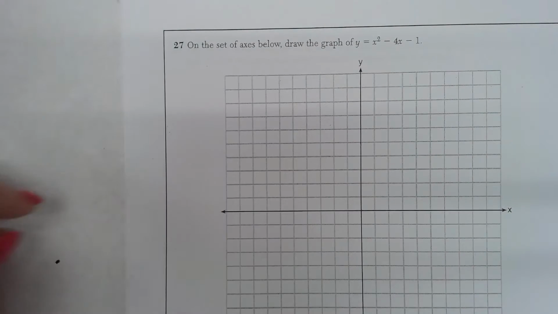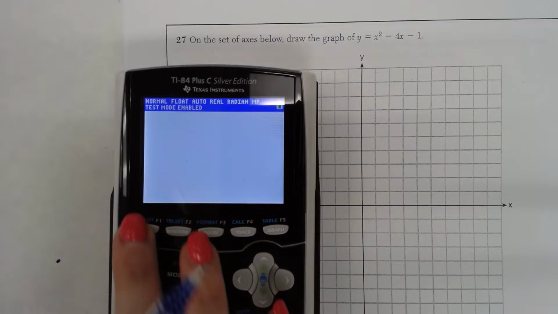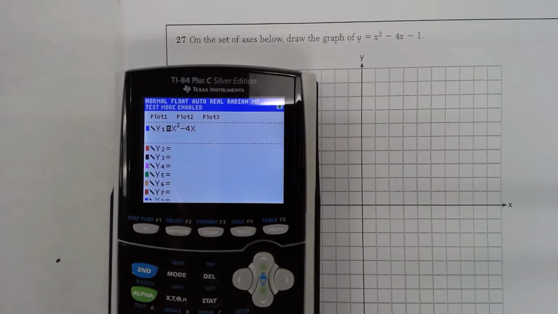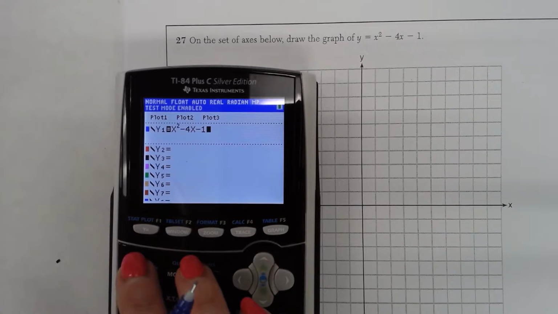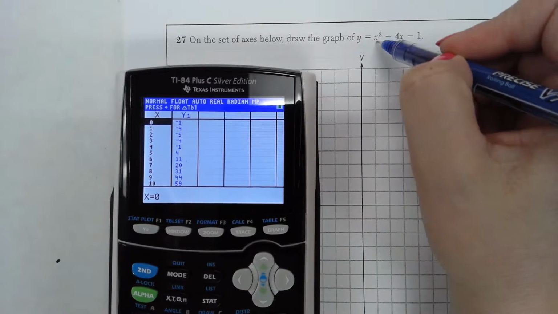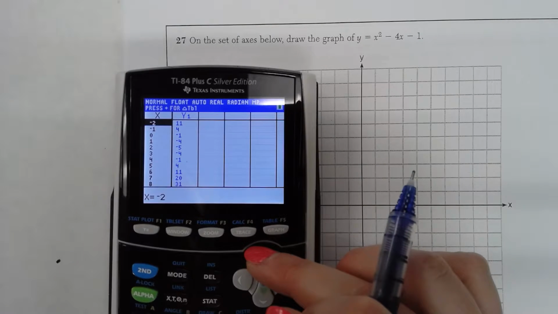Question 27. On the set of axes, draw the graph, and then I have to do something else after. Okay. Well, any question that I get that I'm graphing, I'm going to my calculator. Always, always, always. X squared minus 4x minus 1. I'm going to my table. This is an x squared. That means it's going to be a parabola. I'm going to look for the rainbow in the table, and I'm going to graph that.